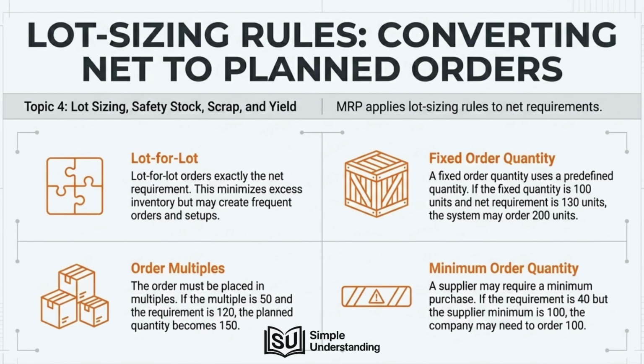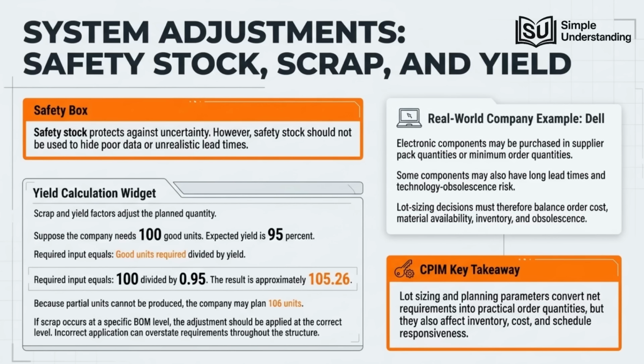Order multiples. The order must be placed in multiples. If the multiple is 50 and the requirement is 120, the planned quantity becomes 150. Minimum order quantity. A supplier may require a minimum purchase. If the requirement is 40, but the supplier minimum is 100, the company may need to order 100 units. Safety stock protects against uncertainty. However, safety stock should not be used to hide poor data or unrealistic lead times.